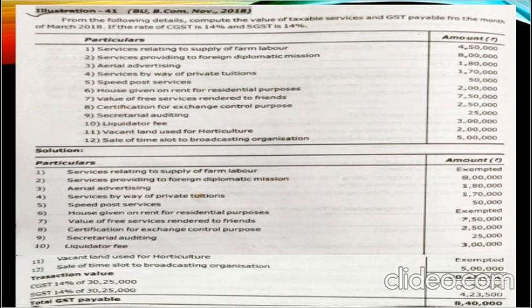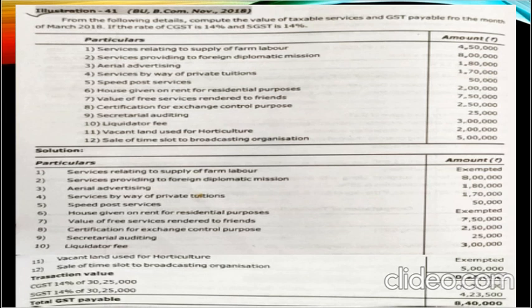Certification for exchange control purpose is also taxable. Then secretarial auditing, the expense spent on auditing, is also taxable, 25,000. Then liquidator's fee is also taxable because it is the fee paid related to business activity. So 3 lakh will be taxable. Then vacant land used for horticulture. This is land used for agricultural purpose, so it is an agricultural activity and will be exempted. So we will not be taking 2 lakh.